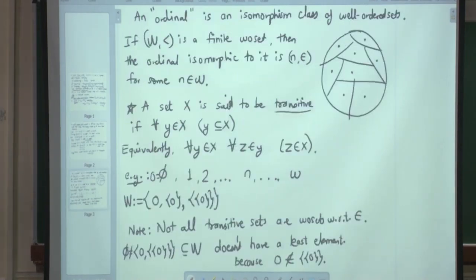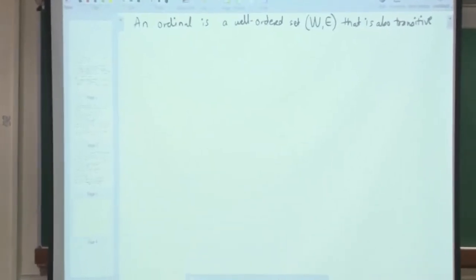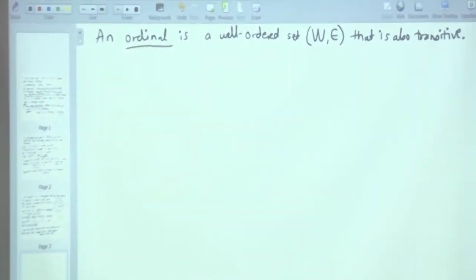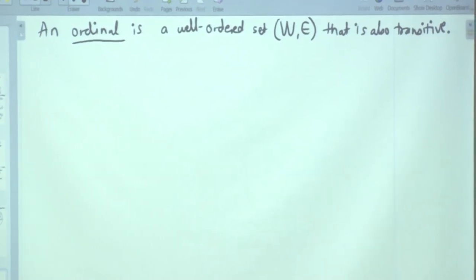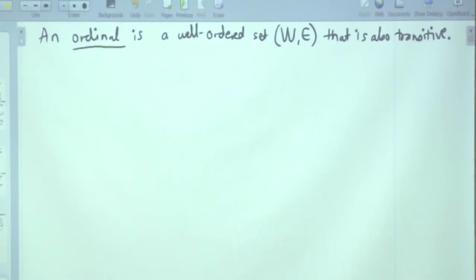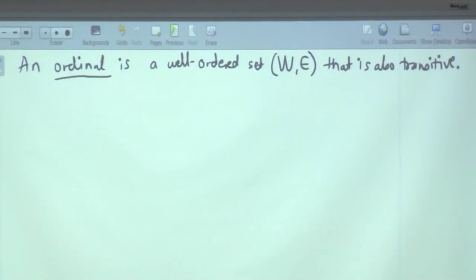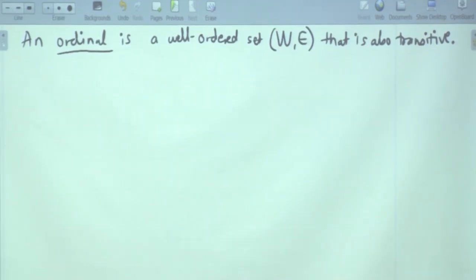But what we are interested in is an ordinal. An ordinal is a well-ordered set (W, ∈) that is also transitive. Now, this is the real definition of an ordinal. It is a well-ordered set that is also transitive. So, do you know any ordinal numbers? 0, 1, 2, 3, omega, yeah, omega is also transitive, it is also a well-ordered set. So, you know many examples. These are called von Neumann ordinals.